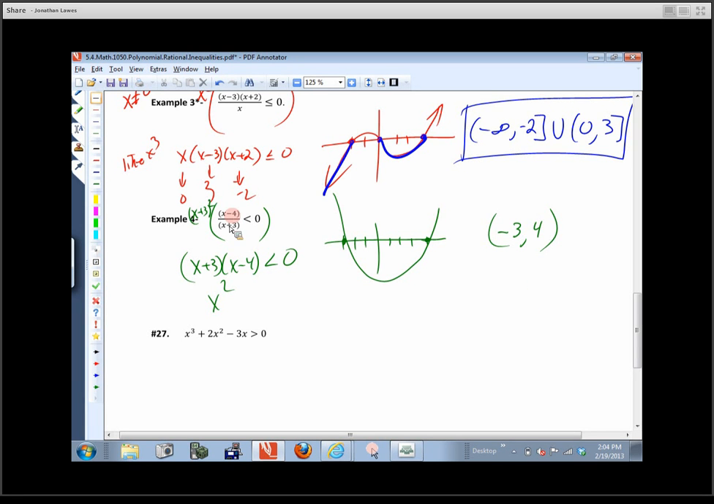Now, Zach said, hey, we didn't figure out the domain issue. And it's a really good idea to figure that out first. I didn't do that first on this one. What is the number that we can't include no matter what? Negative 3. Did we include that here?